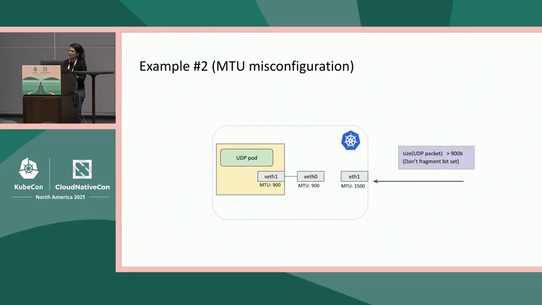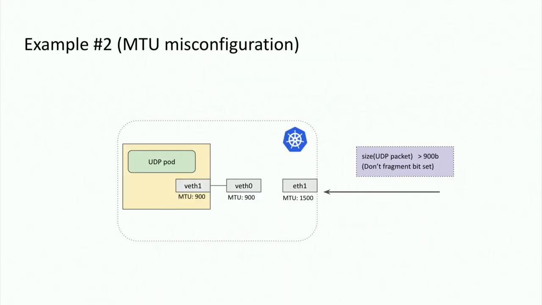Next up, we frequently have MTU misconfiguration issues in our clusters. So I have a simple setup here where I have a single node Kubernetes cluster. My UDP pod is getting traffic from an external entity. And the size of the UDP packet is pretty large. And the sender has set the don't fragment bit on this request.